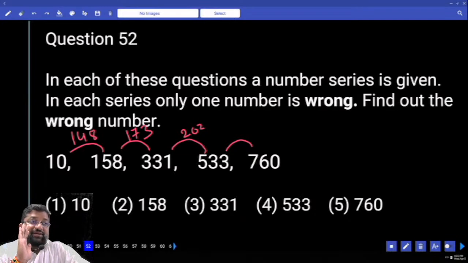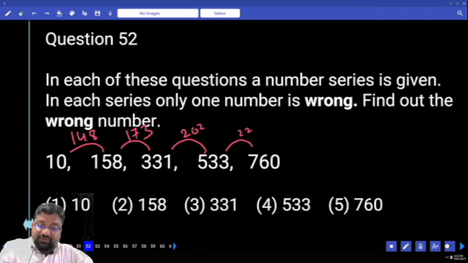If you are finding it difficult to do plus and minus, that is the worst thing that can happen to you. You are not kids. You have completed your graduation and you are preparing for competitive exams. And if you are not sharp, I am very sorry. 533 plus 200, 733. Extra 27 will make it 760.